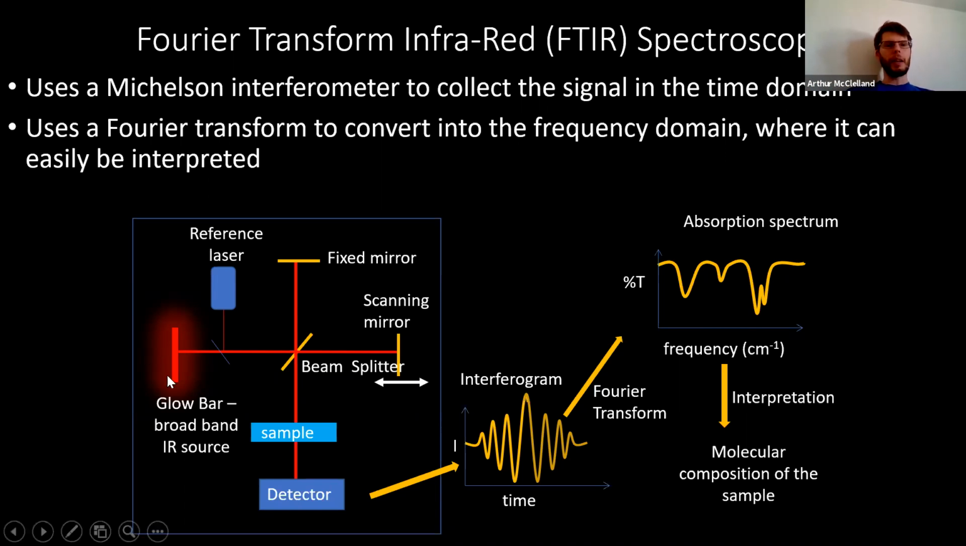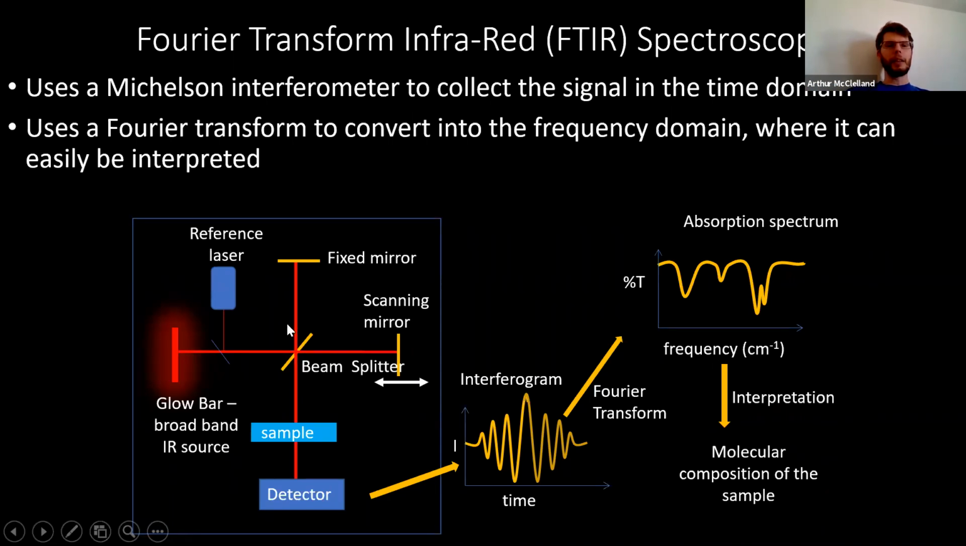So inside an FTIR, we have a glow bar. A glow bar is our broadband infrared source. It's just a piece of silicon carbide that you run current through until it heats up. It's like a not very good Thomas Edison light bulb. It doesn't even produce visible light. But anyway, there's often a little reference laser that just gives you a guide beam.